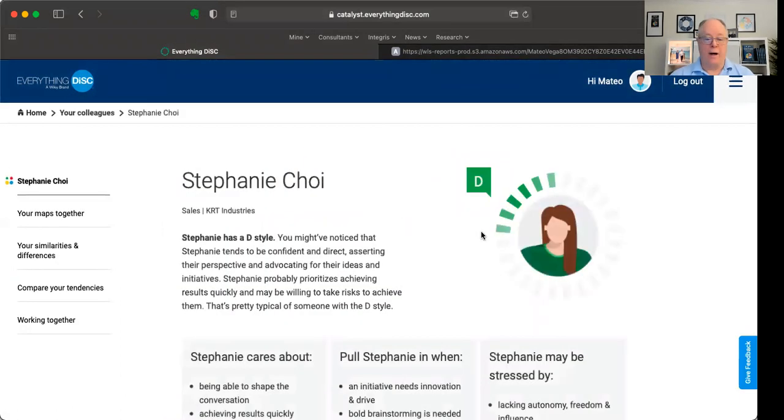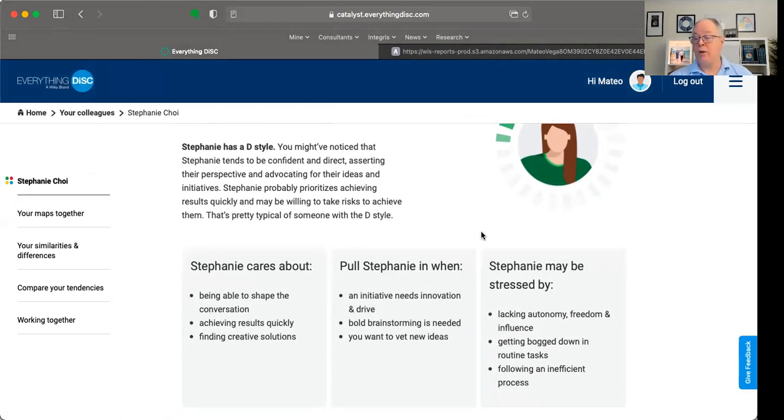And the details here for every one of my colleagues that now become available for me are, for me dealing with Stephanie, what are some things we need to be thinking about? How can we work better together? Stephanie also has this available for working with Mateo on her side. So it tells me a little bit about what Stephanie cares about. What are some of the things that might cause stress for her? And what are things that Stephanie really loves to be engaged in?